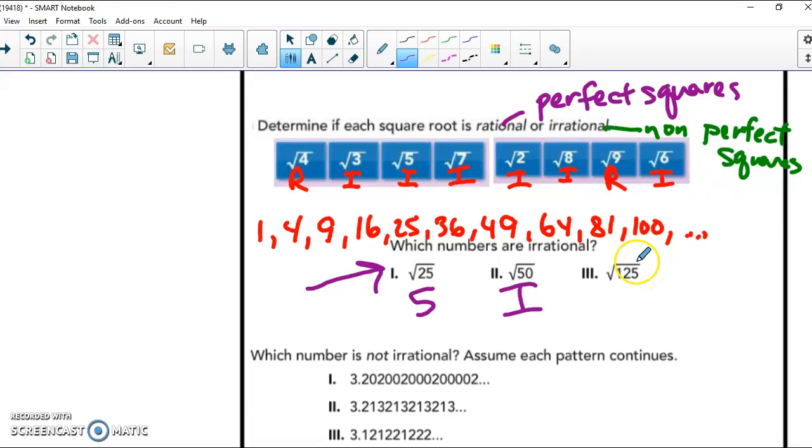And how about the square root of 125? We've gotten pretty familiar with this number. If we were taking the cube root, it would be rational, but if I'm taking the square root, it is irrational because I don't have any number multiplied by itself that will equal 125. 11 squared is 121, 12 squared is 144, so this would be irrational as well.